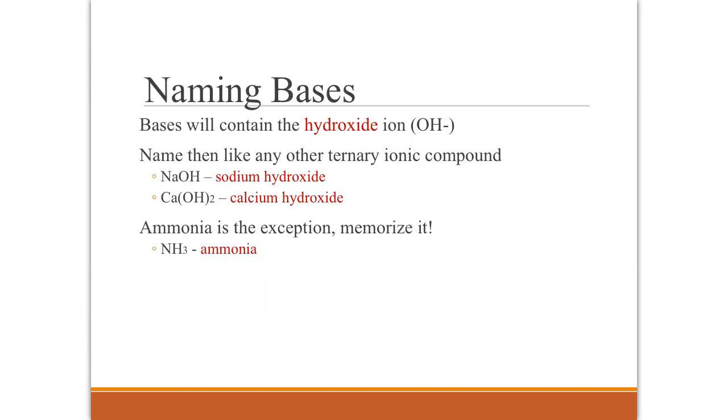Bases are a little bit simpler because all the bases that you will be working with are going to contain the hydroxide ion, which is the OH with one negative charge. And you just name those bases like any other ternary ionic compound. So NaOH would be sodium hydroxide, just the name of the first element, the cation, plus the name of the polyatomic ion. Ca(OH)2, calcium hydroxide, again, the same rules.